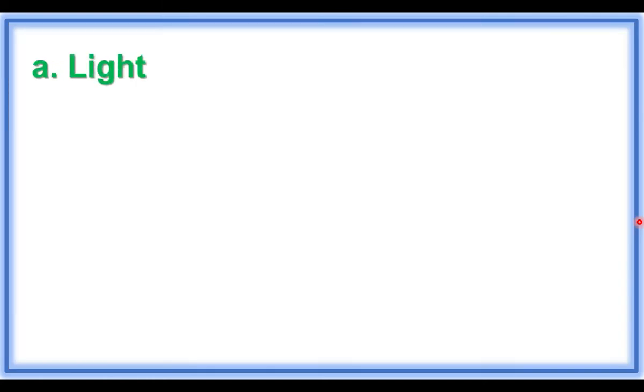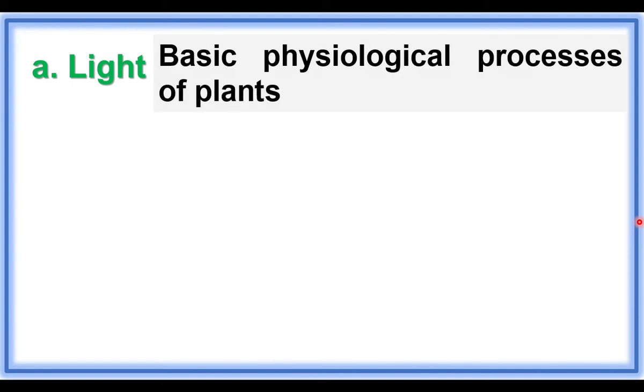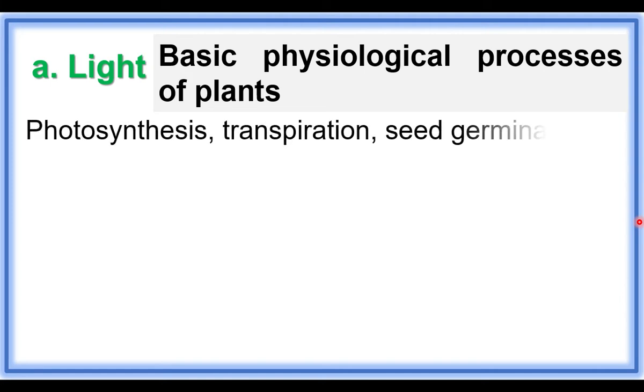Light is an important factor for the life processes. Basic physiological processes of plants are influenced by light. Photosynthesis is an important activity. Without light, photosynthesis cannot occur. Photosynthesis, transpiration, seed germination and flowering are directly influenced by light.